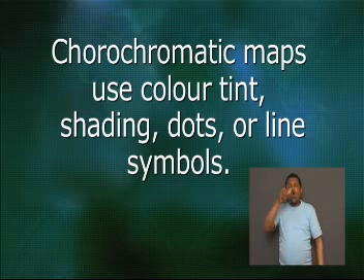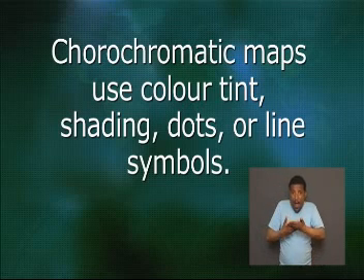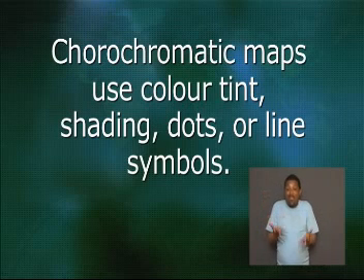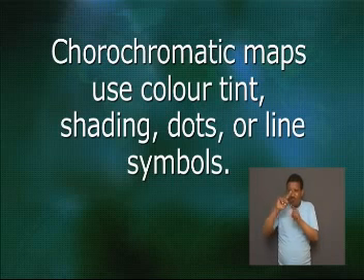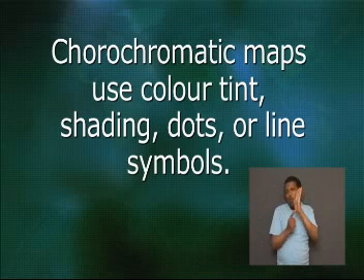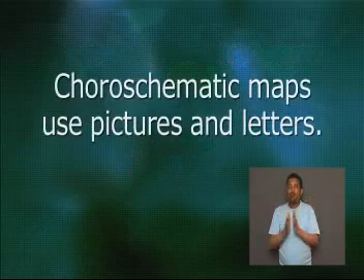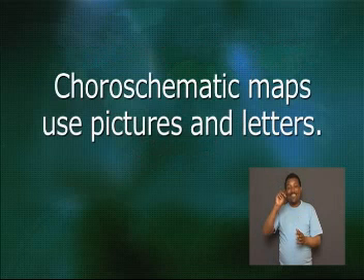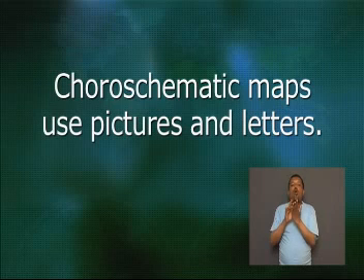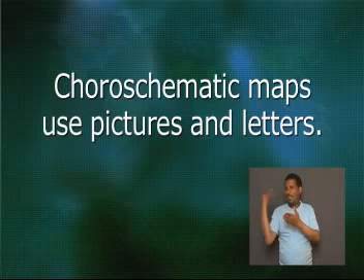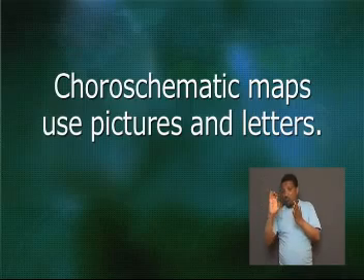Chorochromatic maps show the spatial distribution of geographic elements using color tint, shading, dots, or line symbols. They do not include any numerical values. Choroschematic maps are qualitative maps that use pictures and letters, which are usually quite easy to understand.